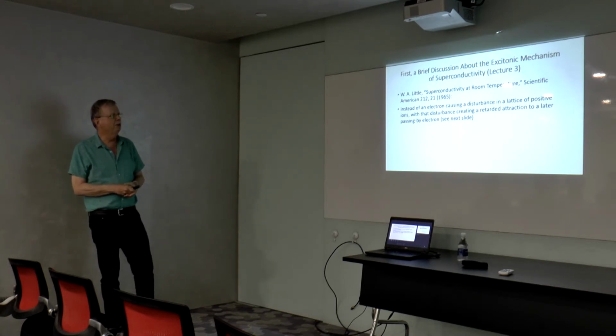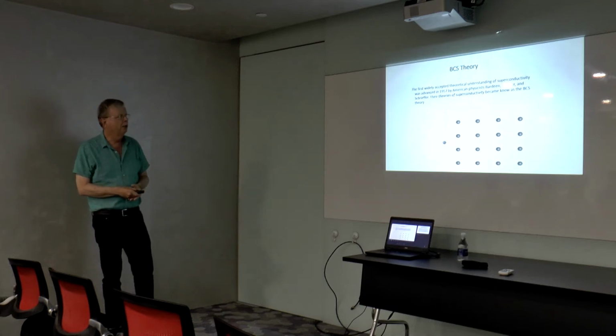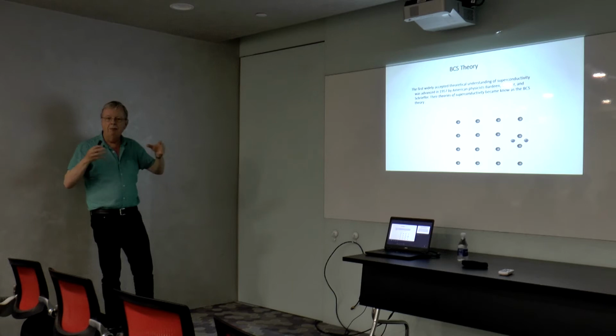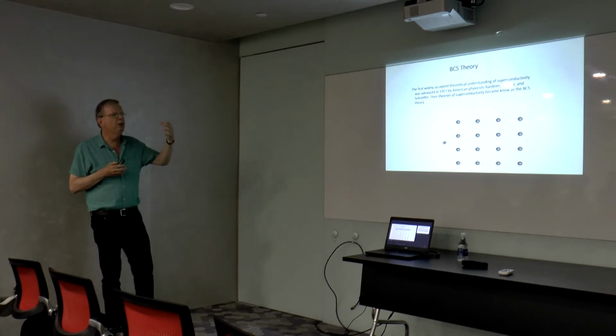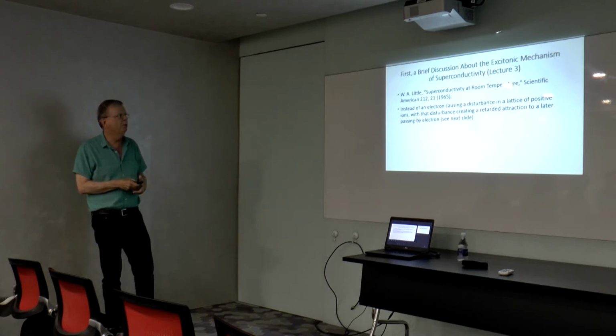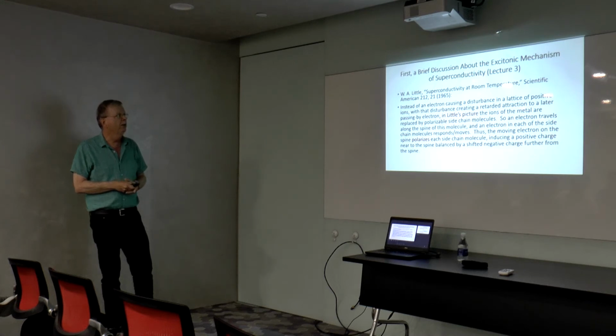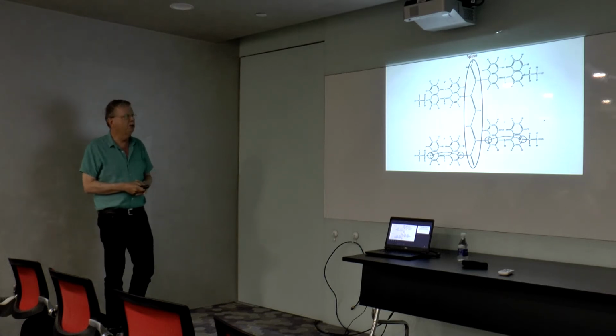So instead of an electron causing a disturbance in a lattice, like we've seen, and moving the lattice ions around and leaving a retarded attractive interaction to a second electron that comes by, instead of that procedure, instead of just causing a disturbance in a lattice of ions, what Little is talking about is creating a similar idea, only now he's got side chain molecules. So let me just show you this picture.